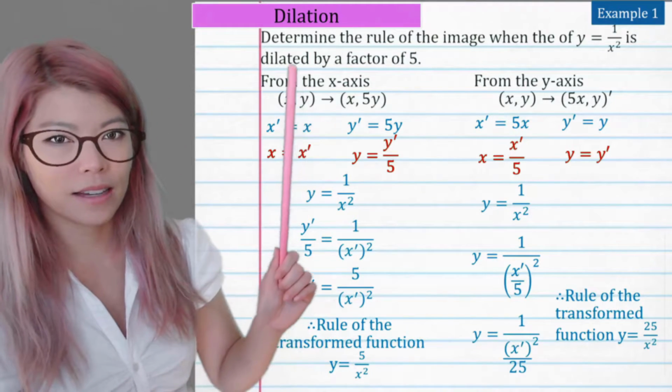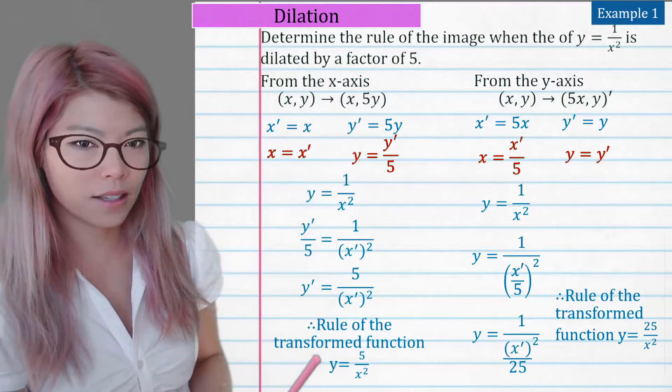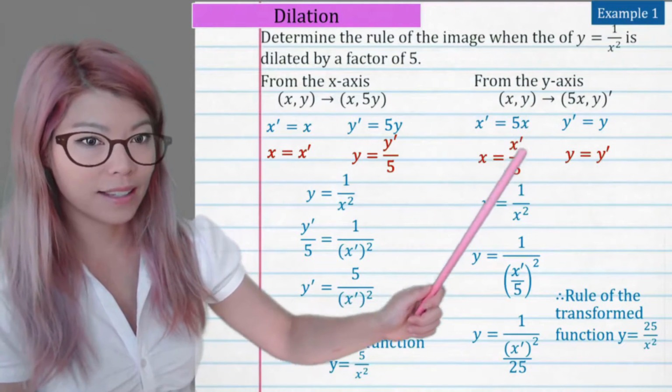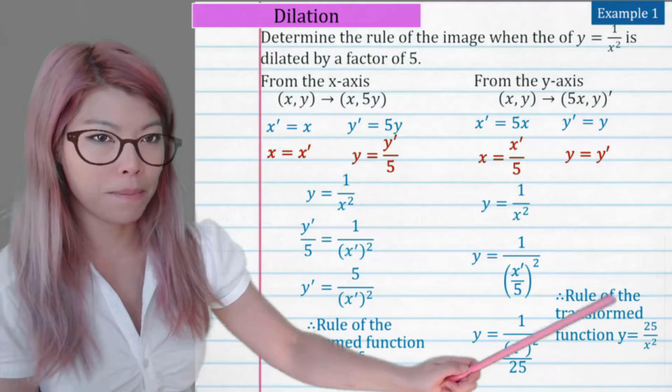So we can see that dilation of 5 from the x-axis is what we have been learning and expect, whereas dilation from the y-axis is a huge different number.